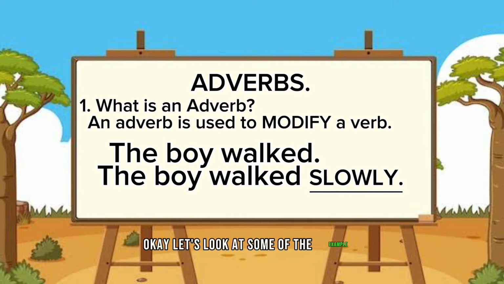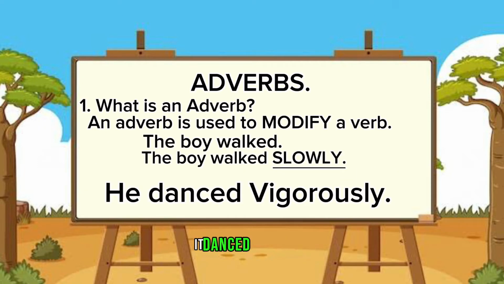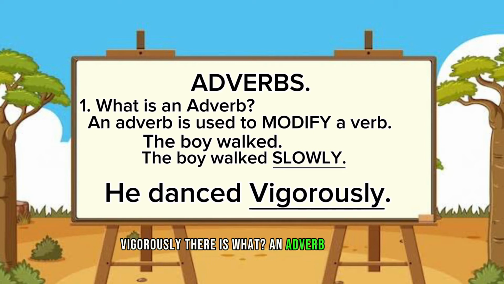Okay, let's look at another example. He danced vigorously. So, he's dancing, but how is he dancing? Look at it. Vigorously, with all of his strength, with all of his energy. Alright? So he danced vigorously. Vigorously there is what? An adverb, giving us more information about how he is dancing. Did you see that? Good.